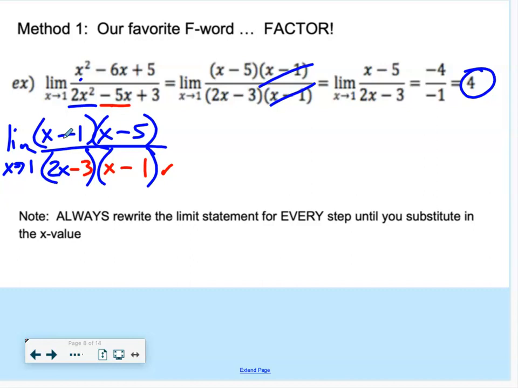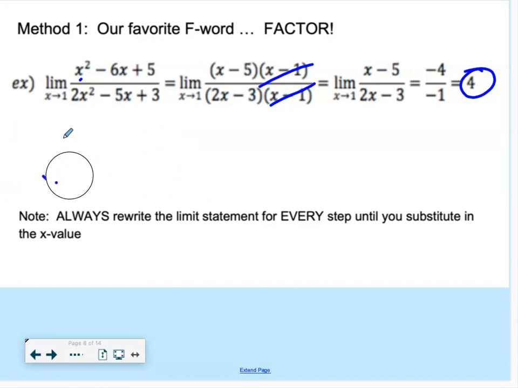Always rewrite the limit statement for every single step until you plug your number in. Now this is really important. We will take off, and the College Board will take off, if you don't rewrite your limit statement every time. They consider it bad notation.